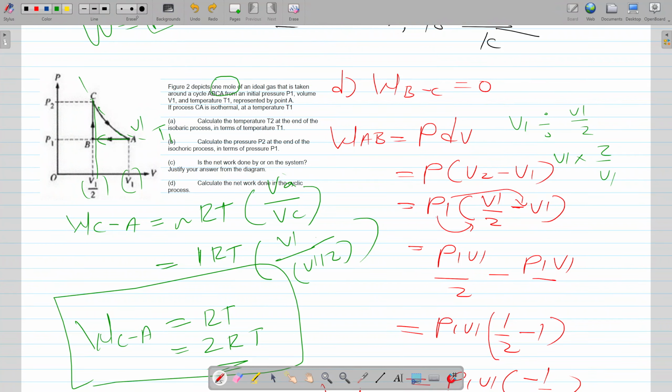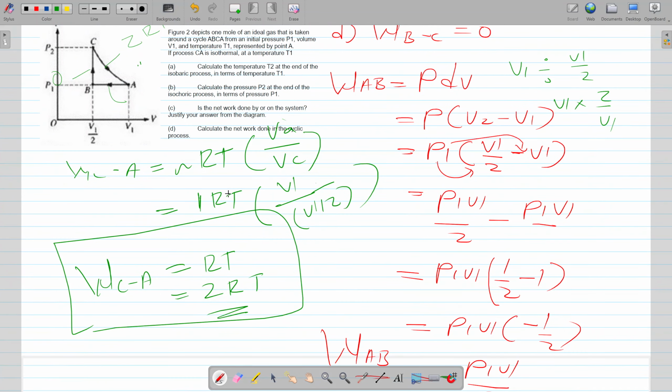And so this process here does 0 work. I'm a bit messy. So this process here does 0 work. This process here does 2RT work. This process here does minus P1V1 over 2 work.